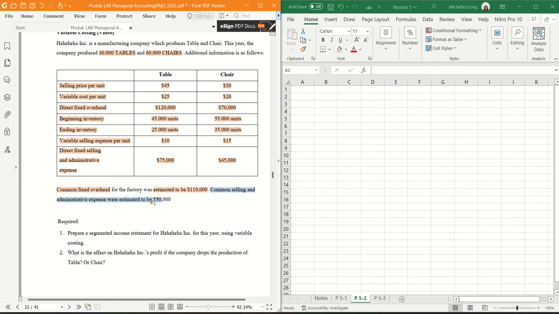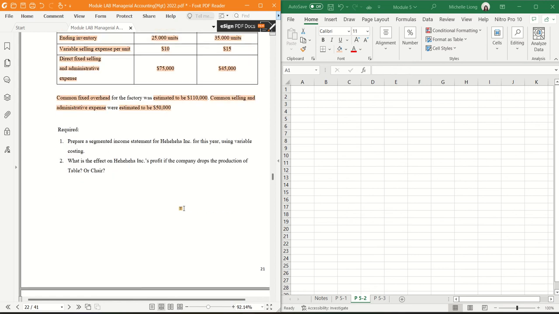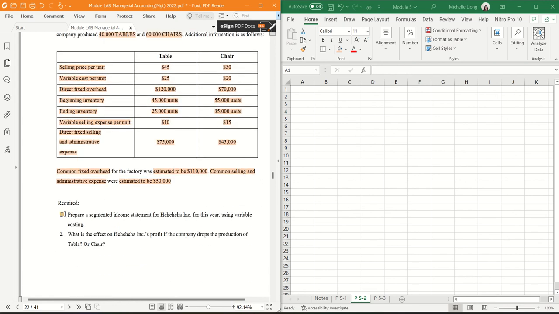And the common selling administrative expense estimated to be 50,000. Okay, so we need to prepare the segmented income statement for this year using variable costing only. And what is the effect on their profit if the company drops the production of table or even chair? Okay, the first one, we need to do the income statement.